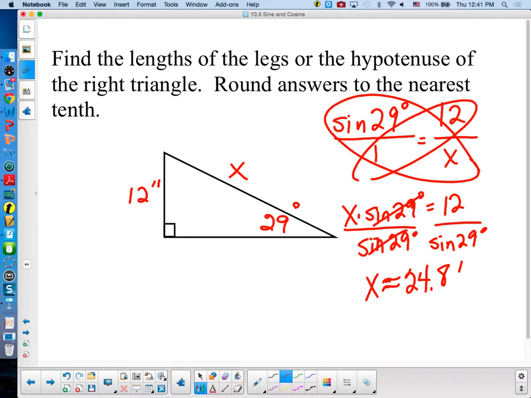And that was inches. And I can look and say, is that logical for x to be so much bigger? Well, it's the hypotenuse, so it is supposed to be bigger than what the leg is.